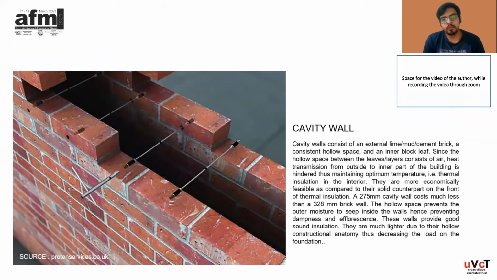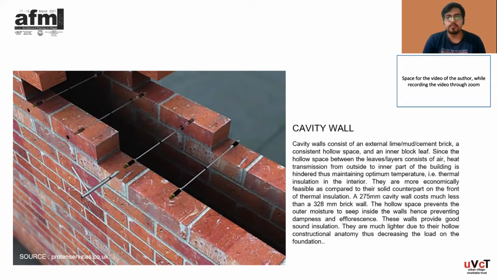Cavity wall. Cavity walls consist of an external leaf of lime, mud, cement, or brick, a consistent hollow space, and an inner block leaf that is the same as or might be a little different from the external leaf. Since the hollow space between the leaves consists of air, heat transmission from outside to the inner part of the building is hindered, thus maintaining an optimum temperature, that is, thermal insulation in the interior.